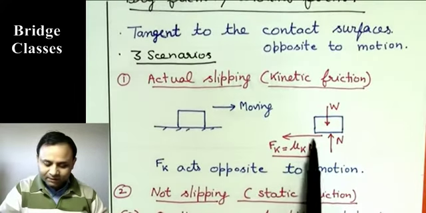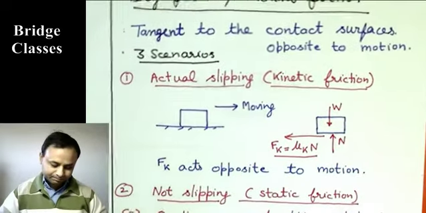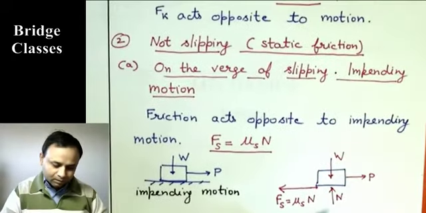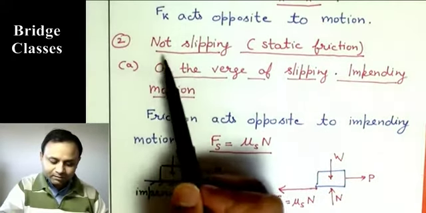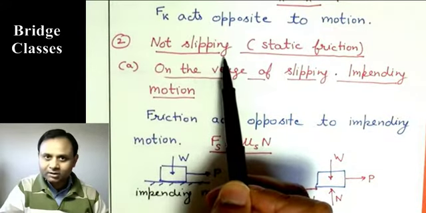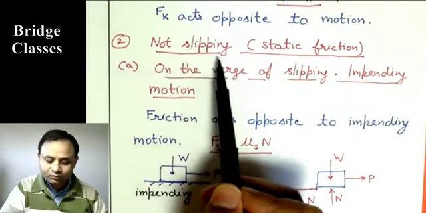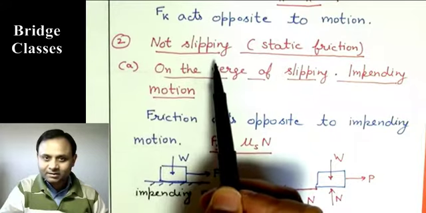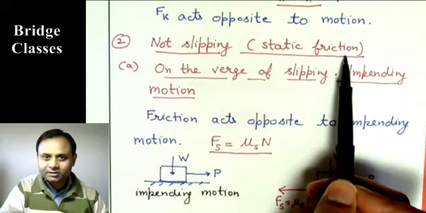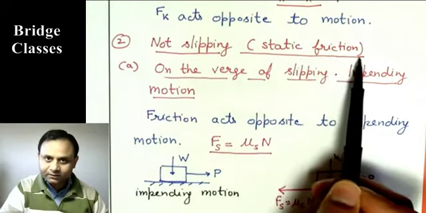An equation like this, where we write Fk equals mu k N, is called a frictional equation. Another scenario is when there is no actual slipping. So the body is at rest relative to the other surface with which it is in contact. There is no actual slipping. Friction can still be there. And that is not called kinetic friction, that is called static friction, because the body is at rest relative to the other surface.